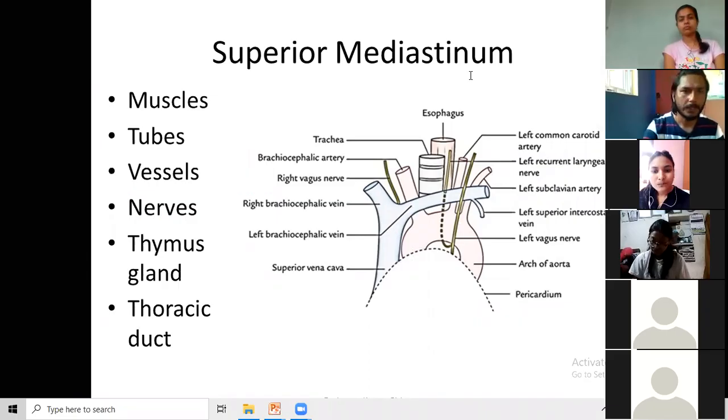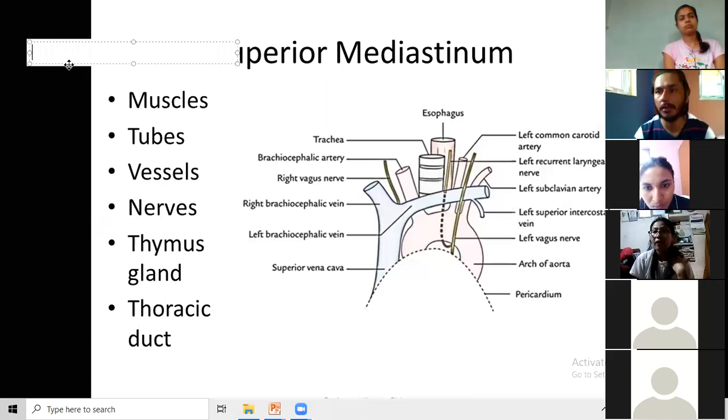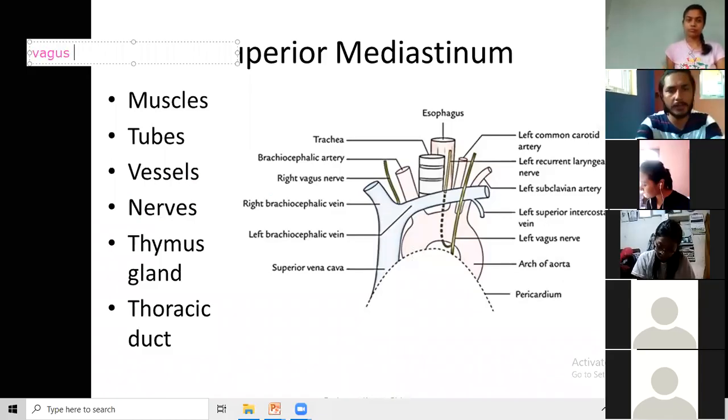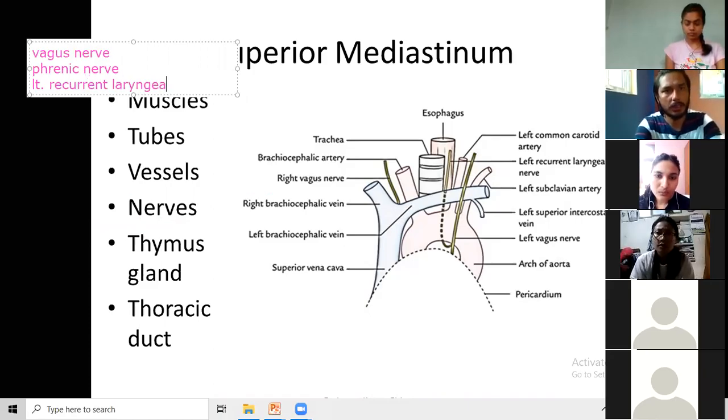Now we'll go for the nerves. You will see nerves also in this region. What may be the nerve? The major nerve that supplies the viscera is the vagus nerve, so right and left vagus nerve. Again you will see the phrenic nerve, and again you will see the left recurrent laryngeal nerve. So these are the major nerves you will see in this region.